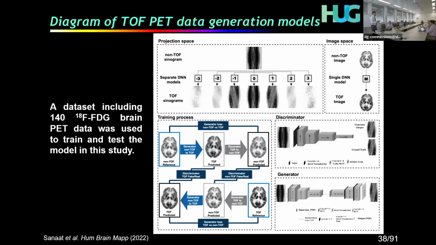Or for example, for this non-TOF to TOF, the information is not there. So we cannot expect it to really generate the TOF information. But of course, it makes the images look more like the TOF images. So basically, you can design some strategy to see where the model messes up. It's completely possible. So yes.